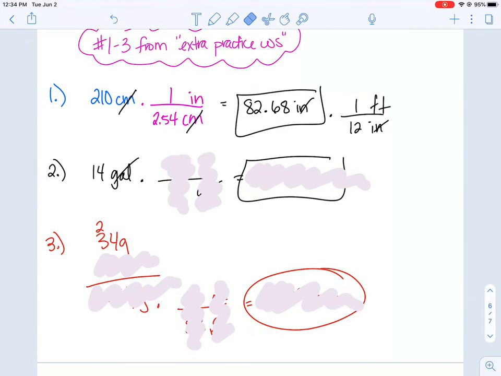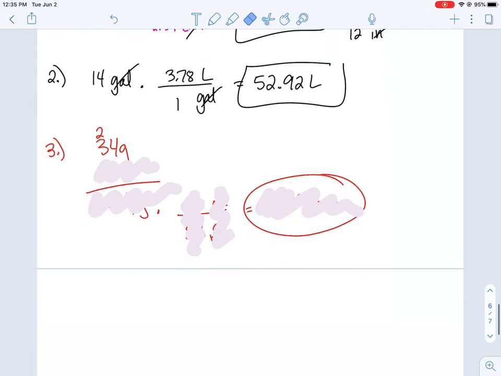We know that we have 14 gallons, and we want to get out of gallons and into liters. I can look on my formula sheet and figure out what unit fraction would work there. I know that for every 1 gallon, there are 3.78 liters. My gallons will cancel, I'll be able to convert it into liters, and I end up getting 52.92 liters of gas instead of gallons.